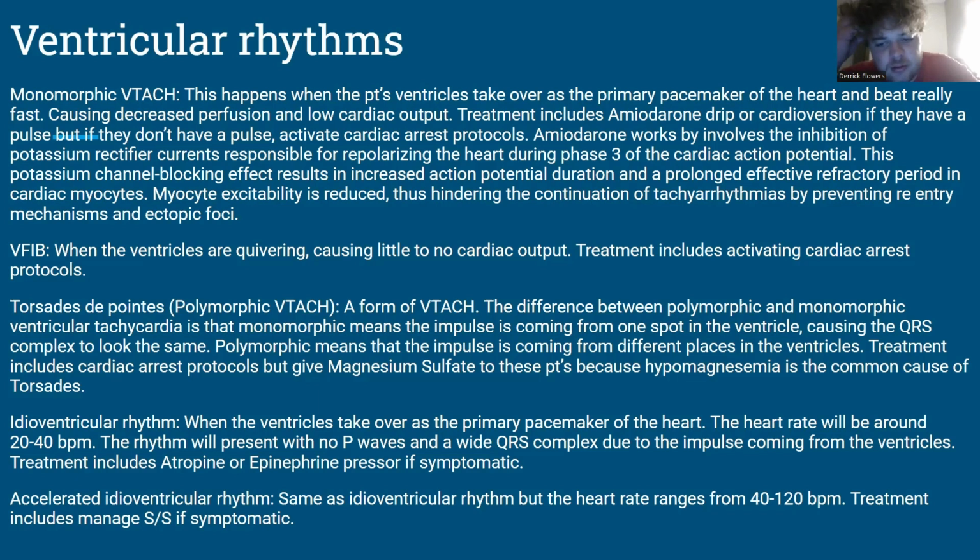Idioventricular rhythm is when the ventricles take over as primary pacemaker of the heart. The heart rate will be around 20 to 40 beats per minute. There'll be no P waves and a wide QRS complex. Treatment for this is atropine or epinephrine pressor if they're symptomatic.